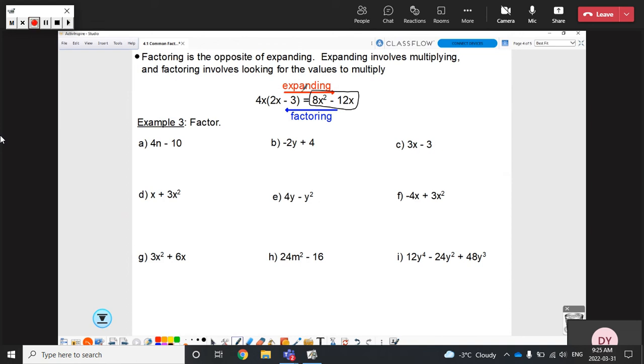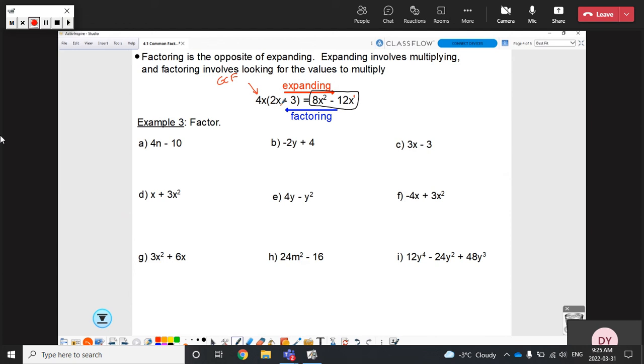Okay, folks. A lot of people noted that this 4x here is the greatest common factor, right? It is. If we have 8x squared minus 12x, think about the greatest common factor for 8x squared minus 12x. The number part would be 4, because we have 8 and 12. And then the variable part would be x, because the lowest exponent on x is 1. Then my next question was, where did the 2x minus 3 come from?